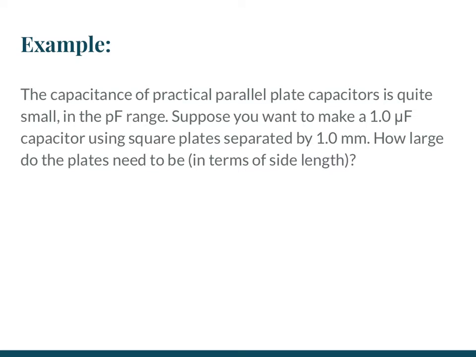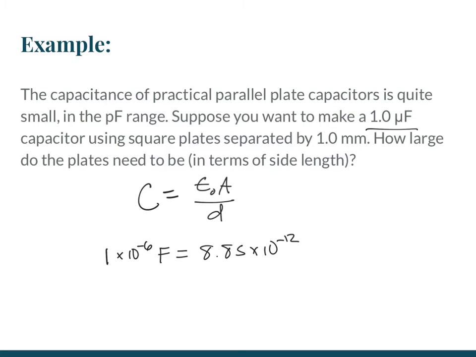And we're going to use that equation we just derived, which is that the capacitance is equal to epsilon naught times A over D. So we're just going to plug some of these things right in. We're solving for A, so we're going to leave that alone. We know the capacitance we're looking for is 1 microfarad, so that's 1 times 10 to the negative 6th farads, which equals epsilon naught, which is 8.85 times 10 to the negative 12th with some unit that I'm not going to go look up right now.